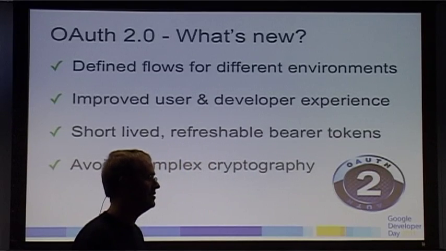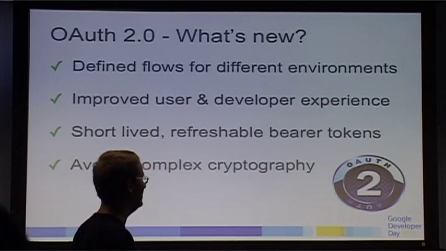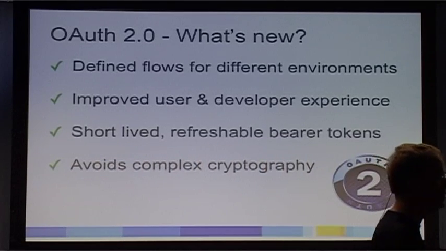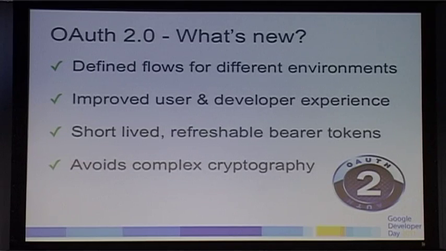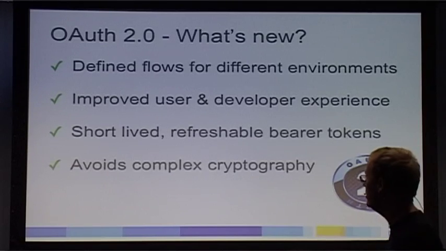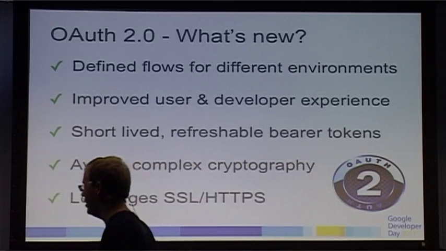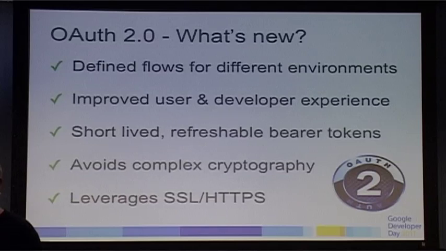And I call it goodness because I've grown to kind of love it over the years, but I also hate it. And I hate it because it's confusing for most developers. It's also confusing for our team to support developers and help them debug the issues that they're having. So OAuth 2.0 eliminates this complex cryptography because it relies upon SSL or HTTPS.